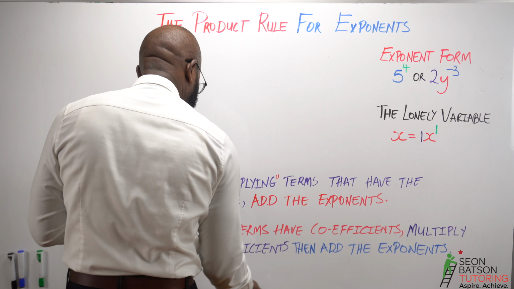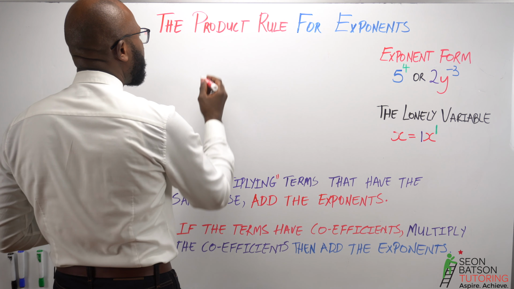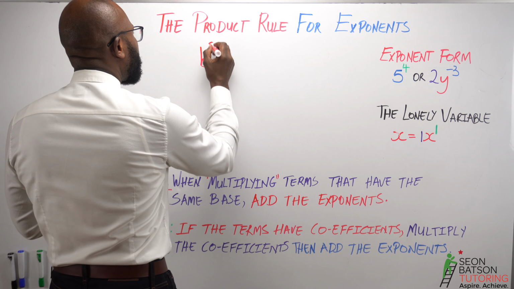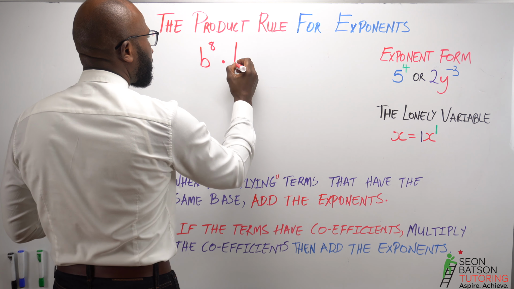All right. Here's an interesting one here. Let's say we have b to the 8th power times b.